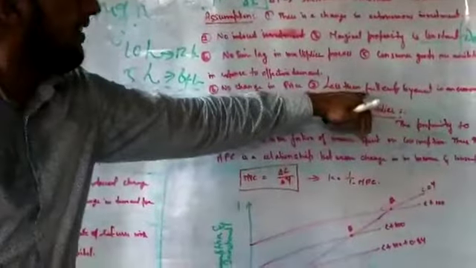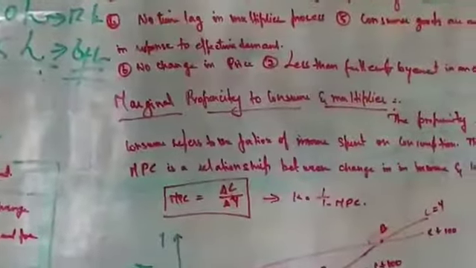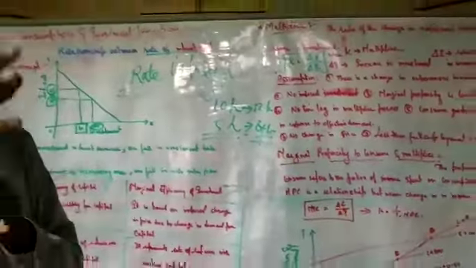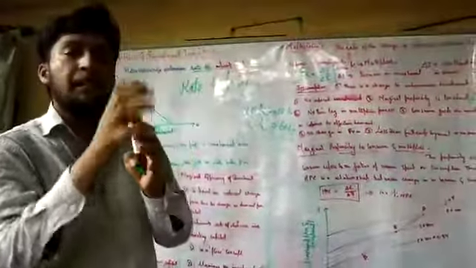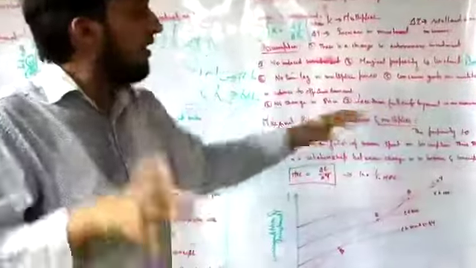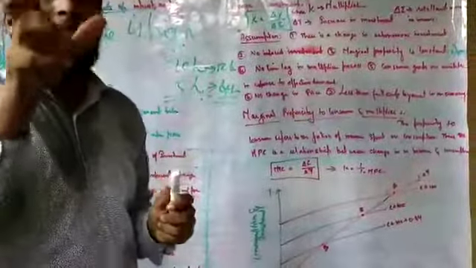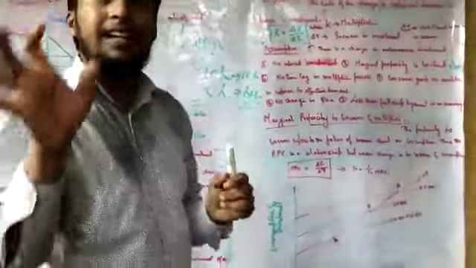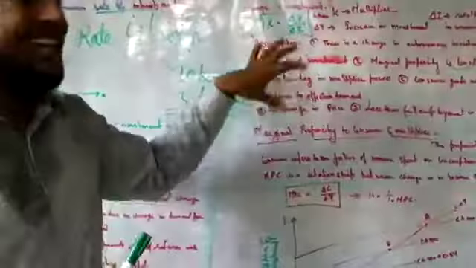Next one, less than full employment in an economy. If you want to have the multiplier effect, if you want to understand the multiplier aspect, if you want to know the multiplier theory, there must be less than full employment in an economy. What happens here? No full employment theory exists here.